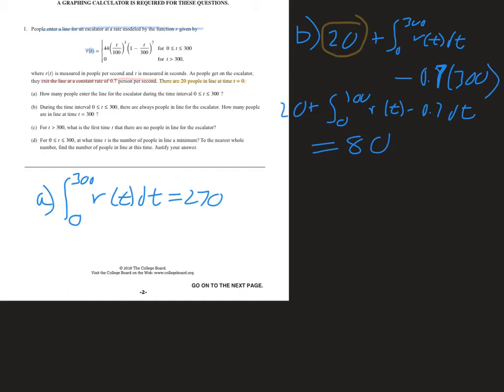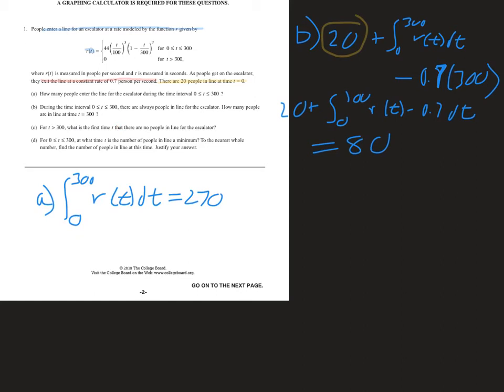Okay. Part C, what is the first time that there are no people in line? Well, we know, and it's important to notice also, that up until here we're talking about from 0 to 300, but now in part C we start talking about greater than 300, because again we know there are always people in line up until 300. So now after that, what's the first time that there are actually no people in line?